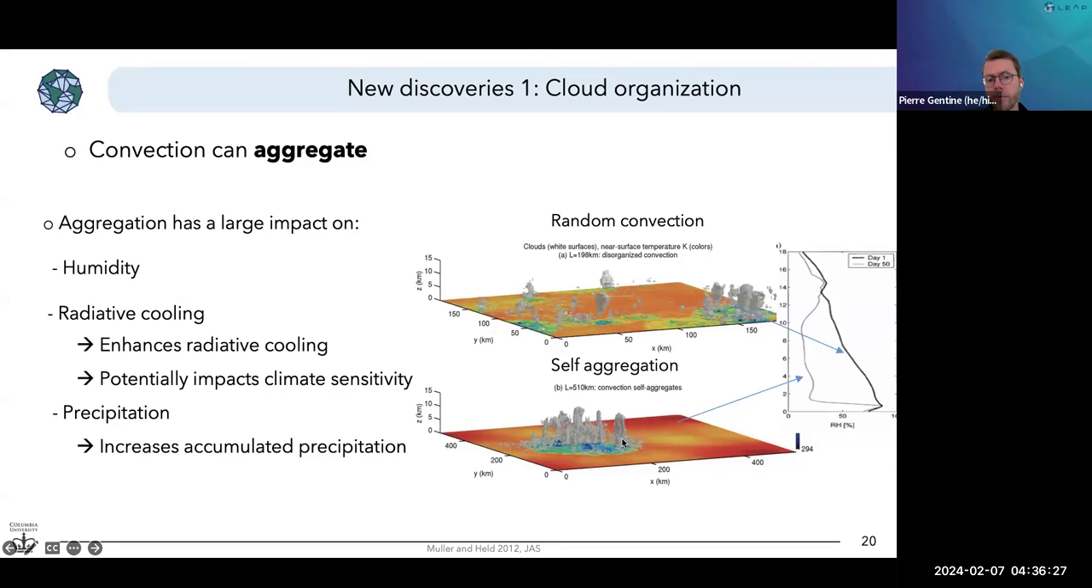And therefore, we tend to have a much higher precipitation rate, but also a pretty strong impact on the environment. For instance, if we look at this environment in the aggregated case, it tends to have much lower relative humidity. So it's a much drier environment than what you would have at the top. And that has potentially some large impact, for instance, on climate sensitivity because of the radiation back to space, but also on precipitation. So all the reasons to actually care about aggregation.